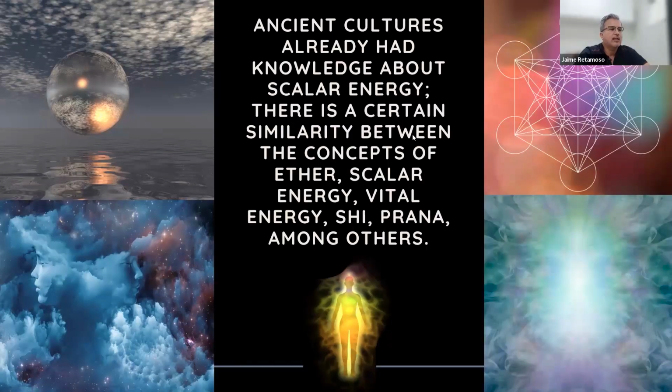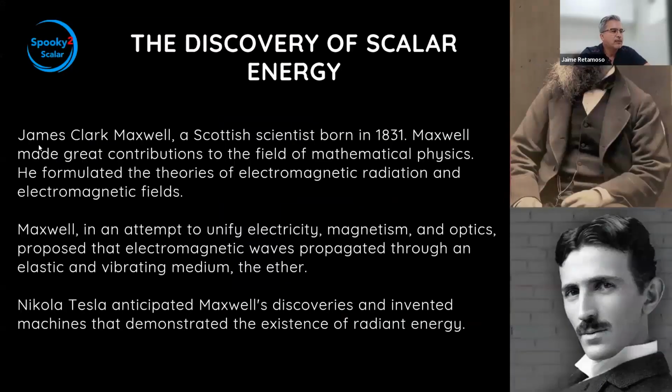As I said, scalar energy is vital energy, chi, prana, different names. So we have James Clerk Maxwell. He was a Scottish scientist, and he tried to explain that there must be another energy that unifies electricity, magnetism, and other types of energies that we know and study very well. But there must be another energy.